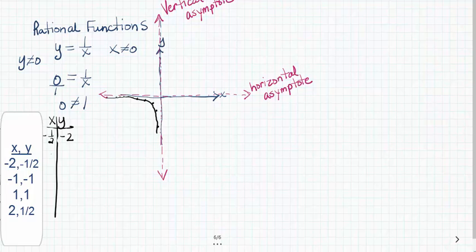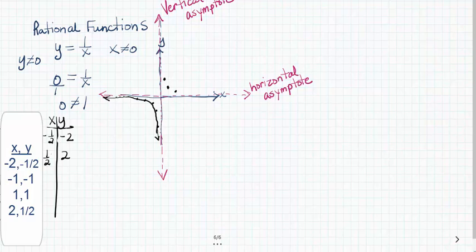And what it's going to do is it's going to trend towards the asymptote but never touch it, never cross it, just like that. On the other side, what we have with the positive numbers is we have a point at 1, 1, and we have a point at 2, 1/2. And then if we plug in more points like 1/2, the reciprocal of that is 2.